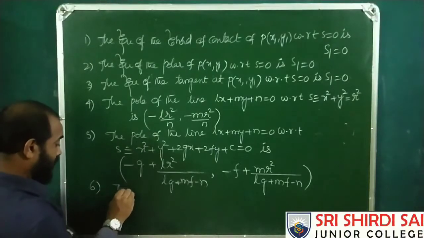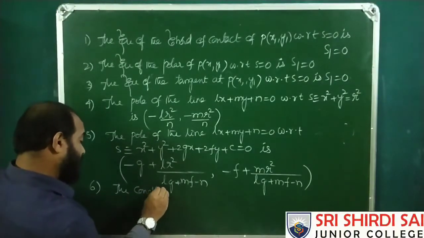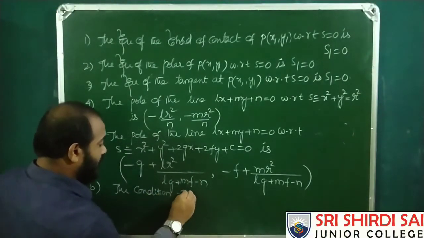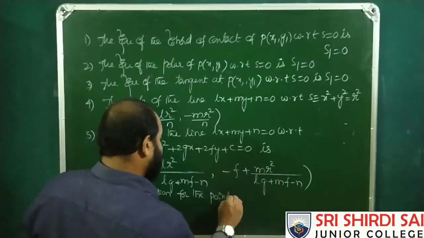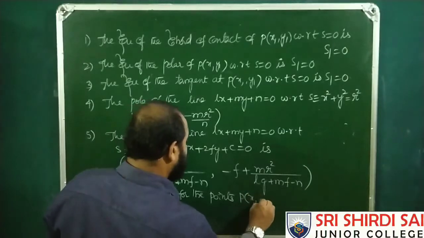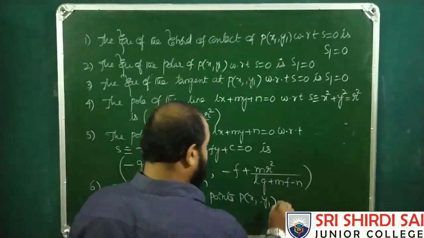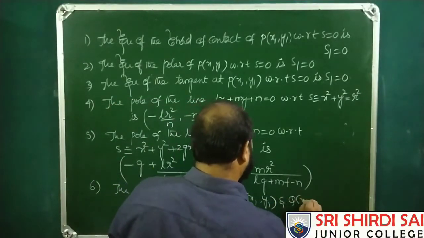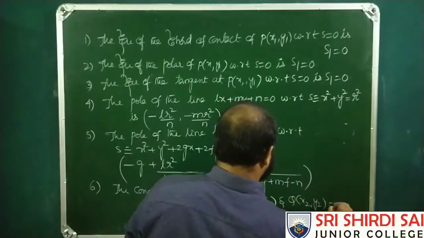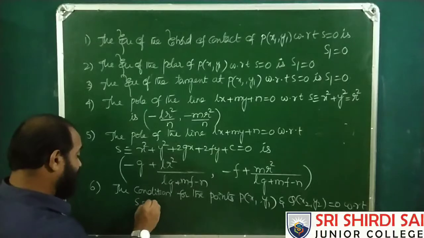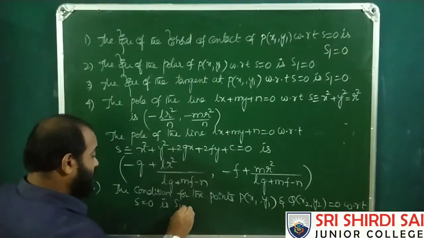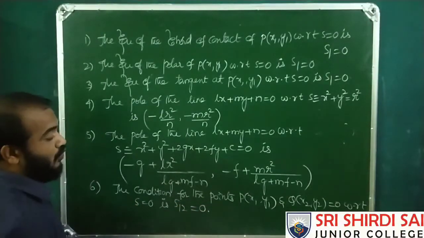The condition for the points P(x1, y1) and Q(x2, y2) to be conjugate with respect to the circle S equals 0 is S12 equals 0.